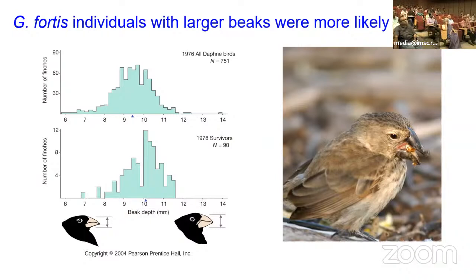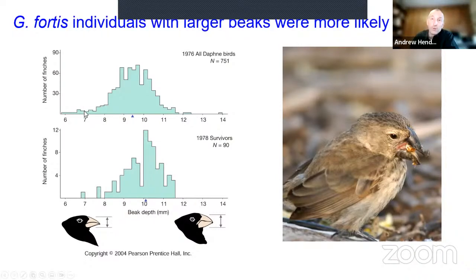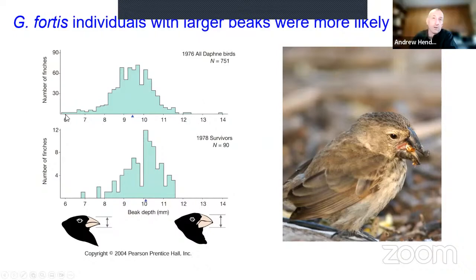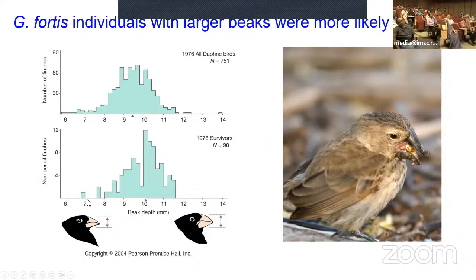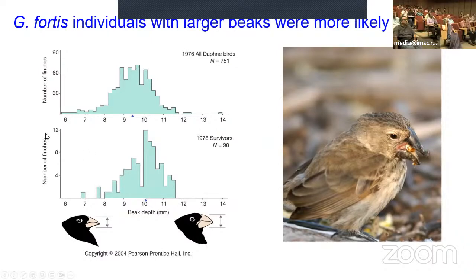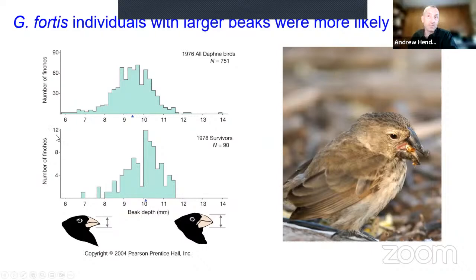So on the top, you have a frequency histogram, so the number of birds in relation to the size of their beak. So birds over here have large beaks, birds over here have small beaks. This is the distribution before the drought occurred. Then this is the distribution of the surviving birds that made it through the drought. Now there's many fewer birds here. You can see the difference in scale on this axis here.